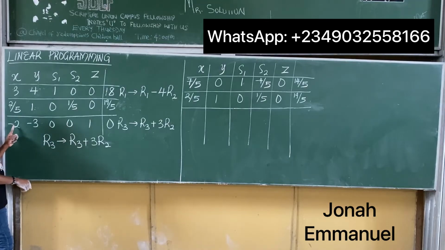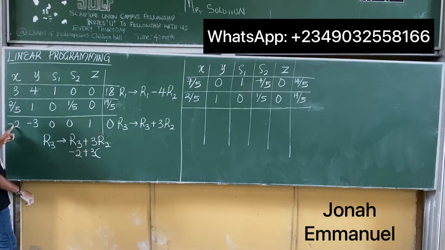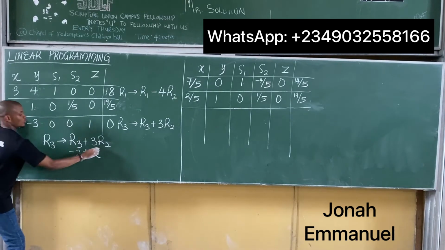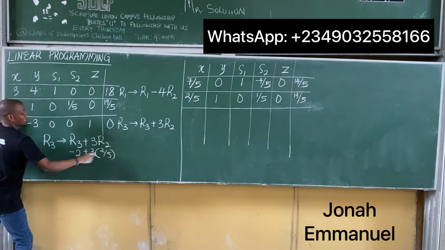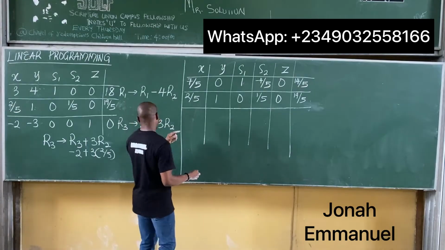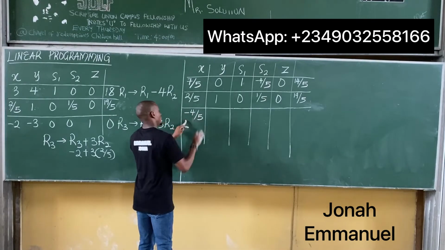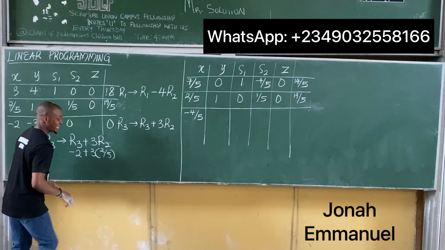Listen. Row 3 is here. This is minus 2 plus 3 into what row 2 equivalent here? 2 over 5. Please give me an answer here. What do you got? Minus 4 over 5. Okay. Next up.